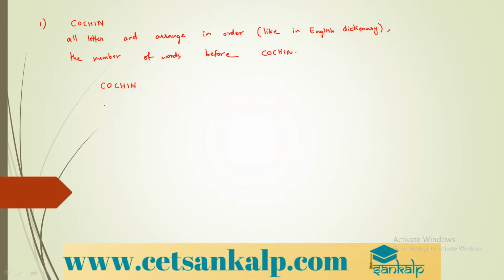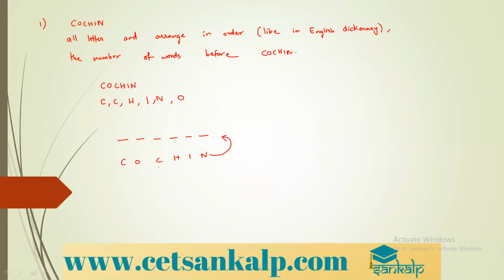Take the letters and arrange in alphabetical order. First C, then C, then H, then I, then N, and last O. So in Cochin, you have 1, 2, 3, 4, 5, 6 places in the word. Suppose I am taking the Cochin word here.